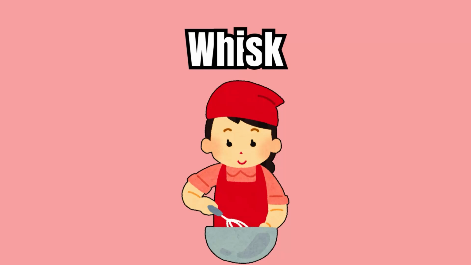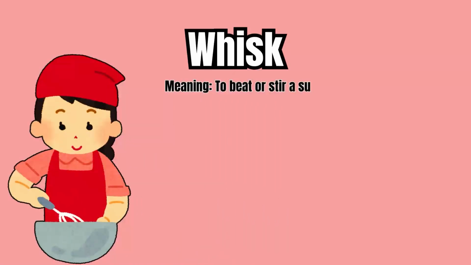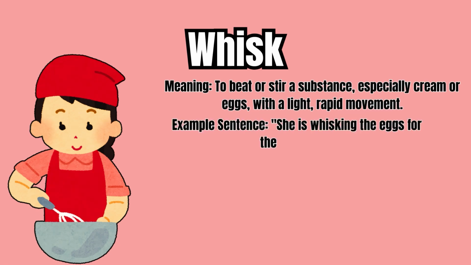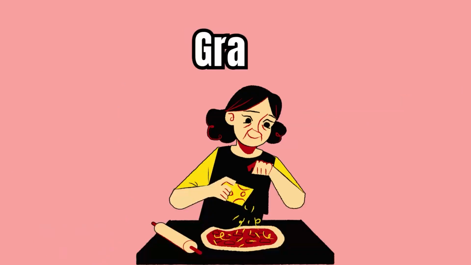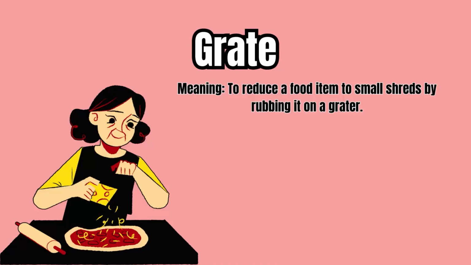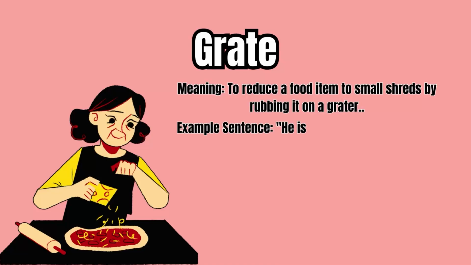Whisk, meaning to beat or stir a substance, especially cream or eggs, with a light, rapid movement. Example sentence, she is whisking the eggs for the omelet. Grate, meaning to reduce a food item to small shreds by rubbing it on a grater. Example sentence, he is grating cheese for the pizza.